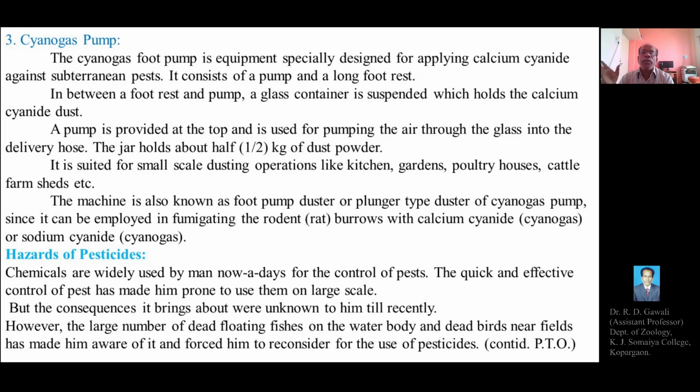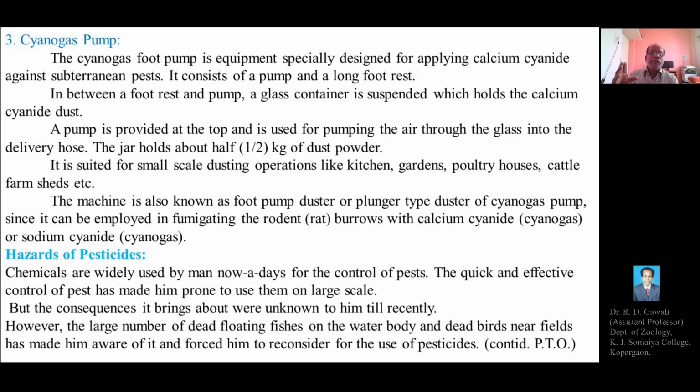So the different types of pesticides or toxic chemicals are widely used by man for the control of pests, and the quick and effective control of the pest has made him prone to use them on a large scale. So as to have quick and effective control of the pest, the modern man is using a large quantity of pesticides for the control of these pests.